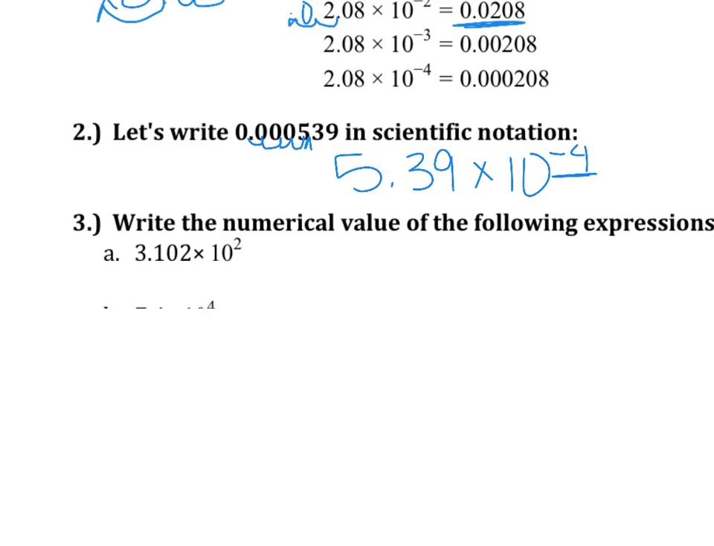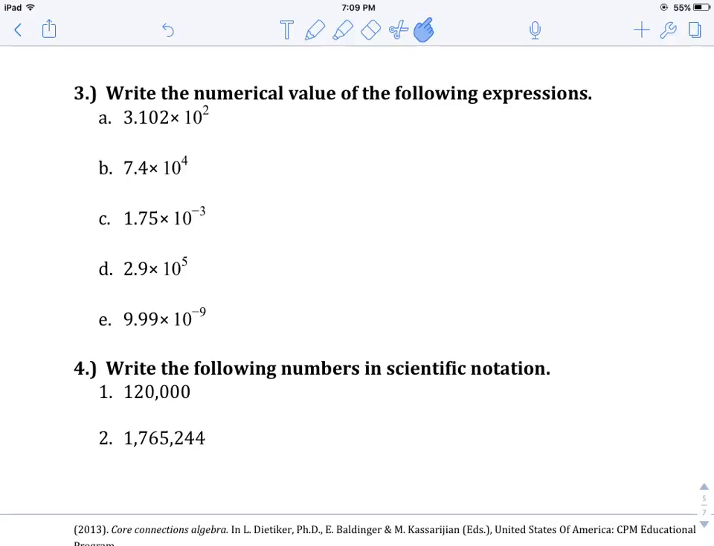For the rest of these examples, we're going to write it out. We have 3.102 times 10 squared. Since that's a positive 2, we're going to go 2 spots. So we have 310.2. Okay, we already did that problem, so I'm going to cross that out. If we take a look at problem B, we have 7.4 times 10 to the 4th.